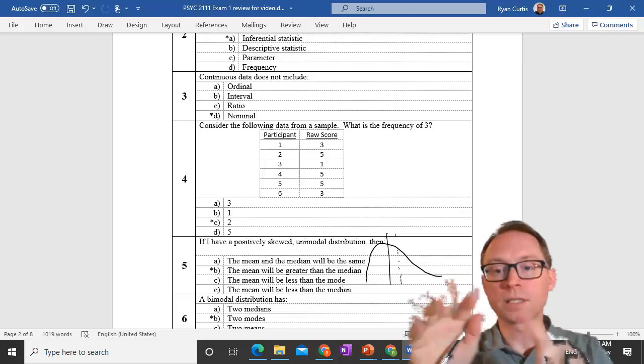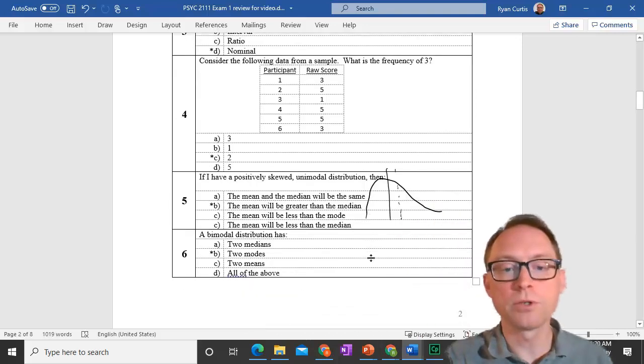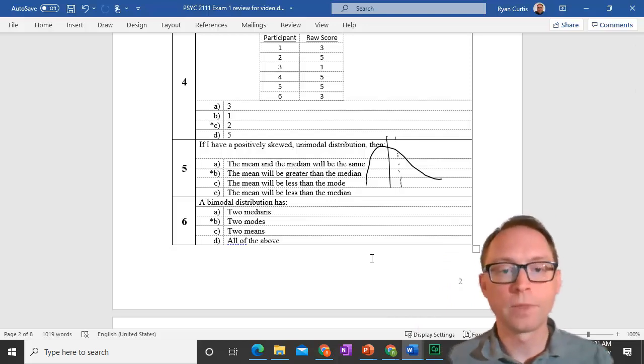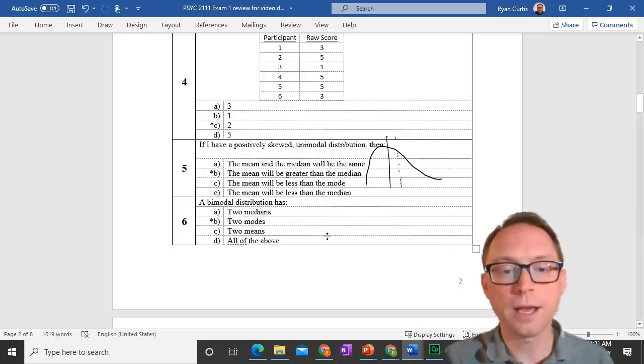Question number 6. A bimodal distribution has 2 modes. Bi means 2, modal means modes, 2 modes. That's how many modes it has.